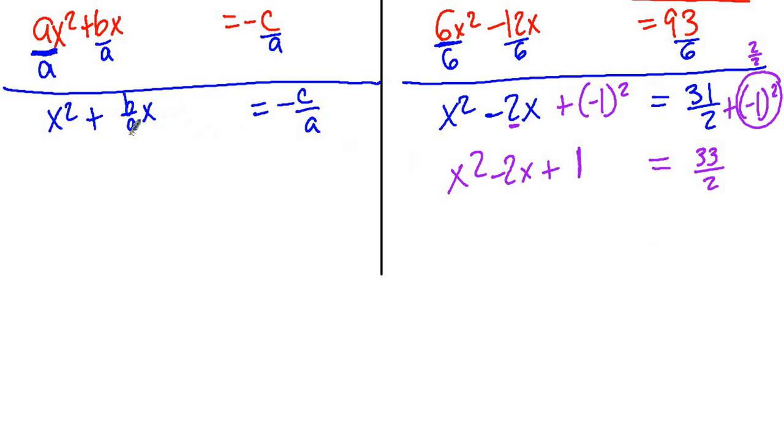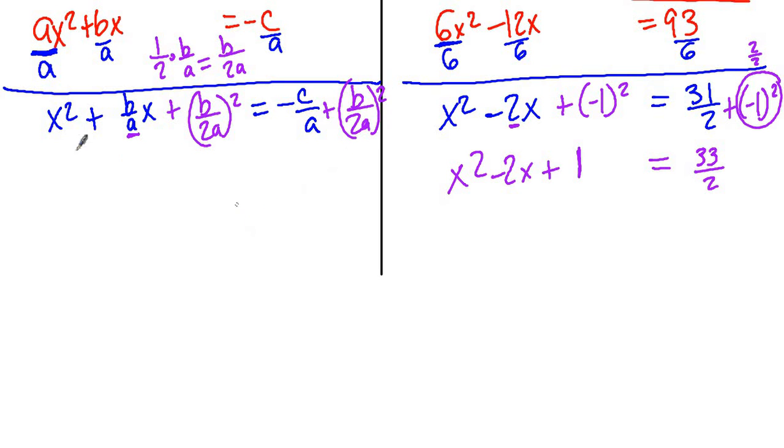On this side we need to take half of this number. What's half times b over a? And the answer would be b over 2a. So that is half of the middle term. We're going to square that and add it to both sides. We get b over 2a squared. And now let's simplify that. So we're going to get x squared plus b over a times x, plus if we square the b, we would get b squared, and if we square the 2a, we would get 4a squared.